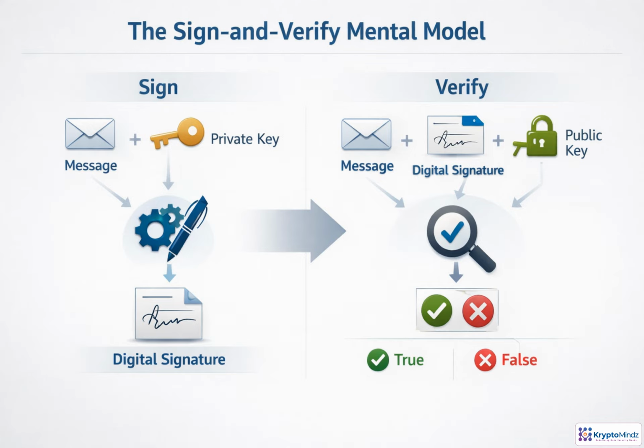Signing combines the message with the private key to create a signature that is bound to the exact contents. Verification then uses three things: the message, the signature, and the public key. It answers one question: does this signature match this message from this key? If yes, trust the integrity. If not, treat it as changed or invalid.